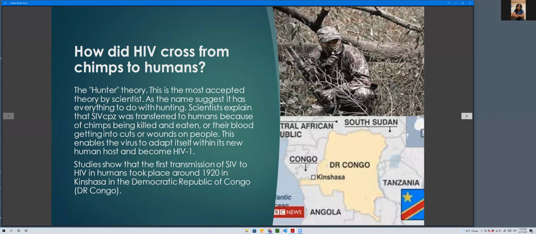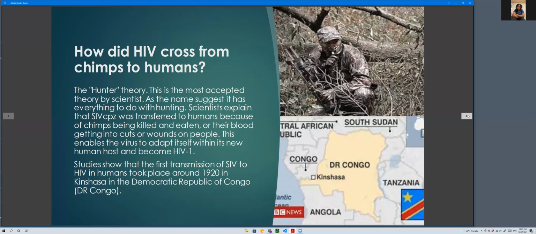So how did HIV cross from chimps to humans? The hunter theory. This is the most acceptable theory among scientists. As the name suggests, it has everything to do with hunting. Scientists explained that SIV was transferred to humans because of chimps being killed, eaten, or their blood getting into cuts or wounds on people. This enabled the virus to adapt itself to its new human host and become HIV. Studies show that the first transmission of SIV or HIV in humans took place around 1920 in DR Congo.